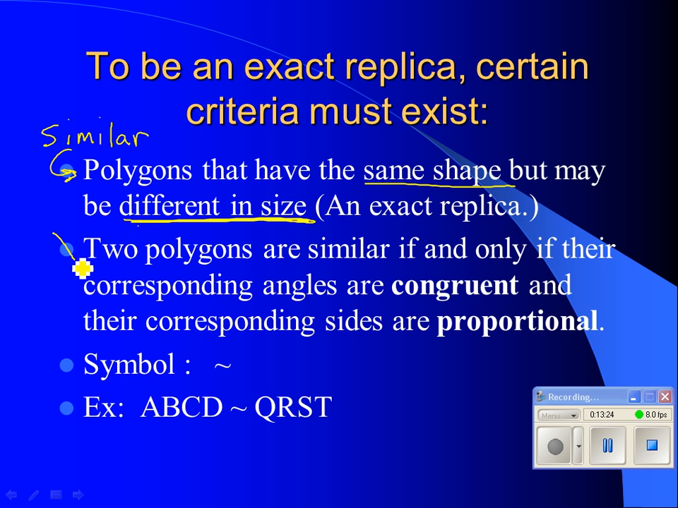This right here is probably the most important thing that you're going to learn in this chapter. Similar. Two polygons are similar if and only if, and it's just these two things. Corresponding angles are congruent. That's the first thing. If I tell you that these two triangles or two polygons, whatever they are, are similar, the angles that match up still have to be congruent to each other. The second thing, corresponding sides are proportional.